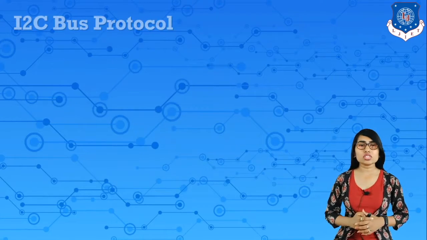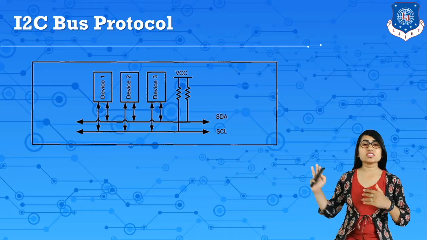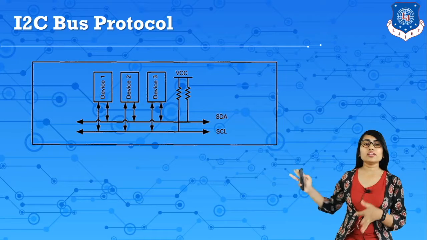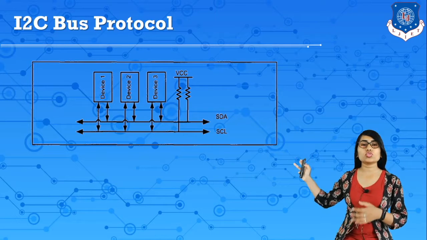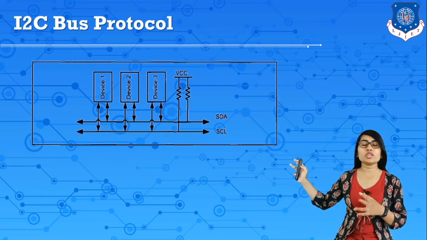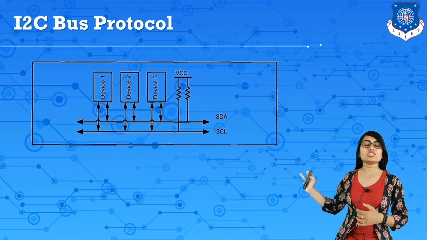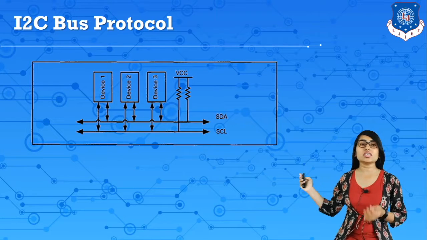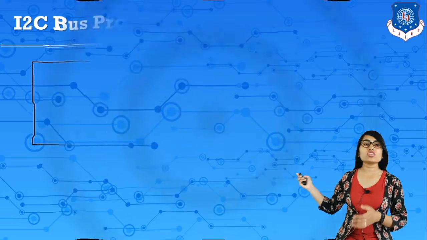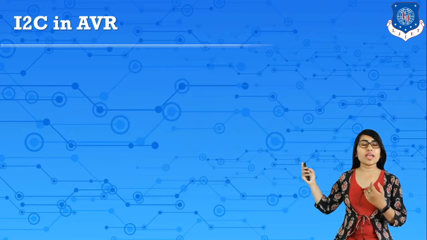This I2C bus protocol is as shown in the figure. Here there are devices 1, 2, 3, and to transmit the data between them there are these 2 pins, SDA and SCL, that is serial data and serial clock. So using this we can transfer data serially between any devices.